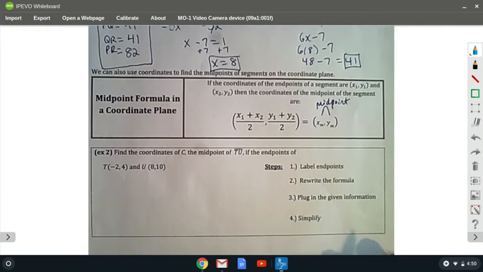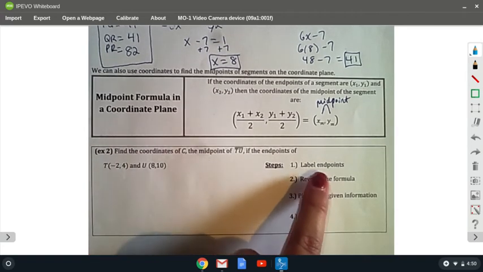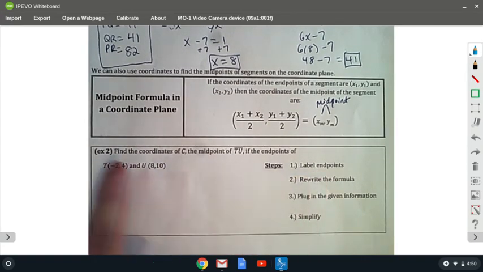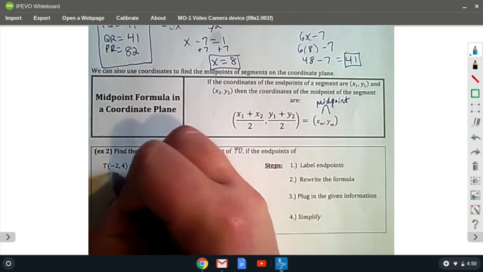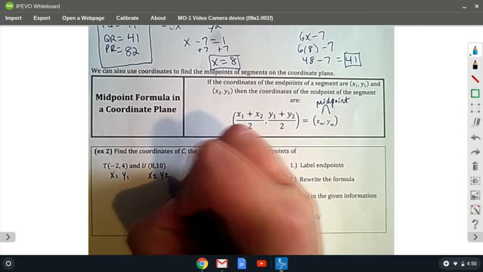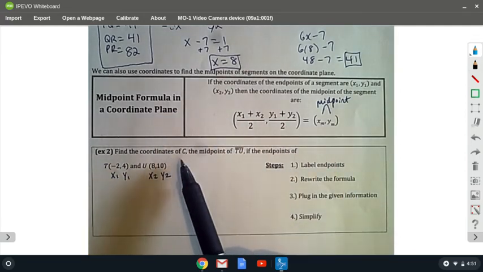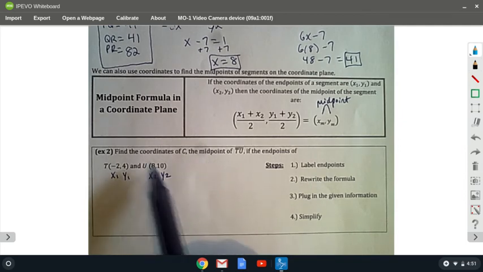So here's an example. Find the coordinates of C, the midpoint of TU, if the endpoints are as follows. So first thing is label the endpoints. These are our two endpoints. I'm going to call it x1, y1, x2, y2. Now, guys, you always got to be careful because they said C is the midpoint. Always make sure they didn't give you C, because if they give you C, this is a different story, which you'll see momentarily. So I did number one.